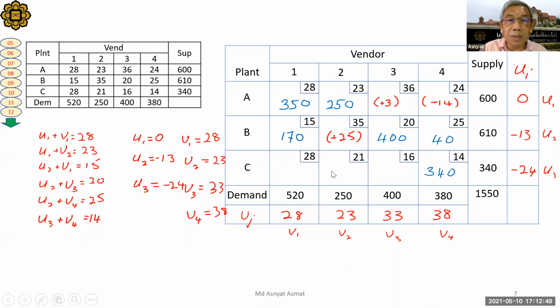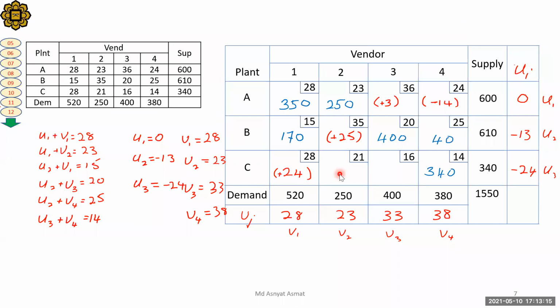Okay, here, 28 minus 24, 52 minus 28, 24, right? I assume this is right. Yes. Okay.